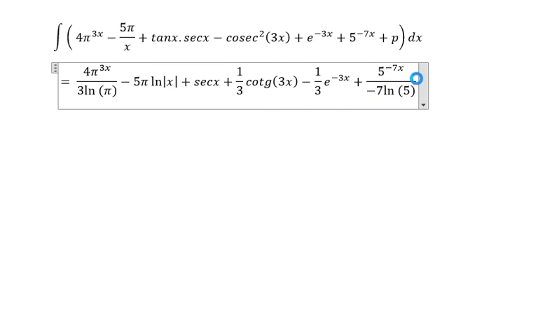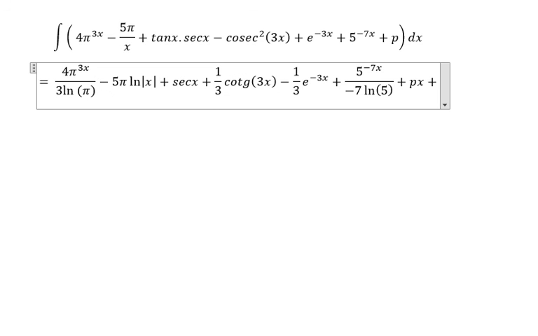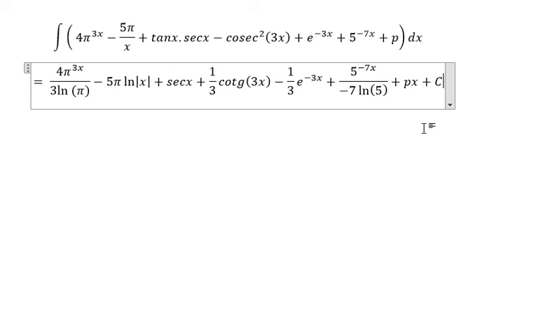And the last one, the integral of b is about bx. And we put the final thing, that's about c is about constant.